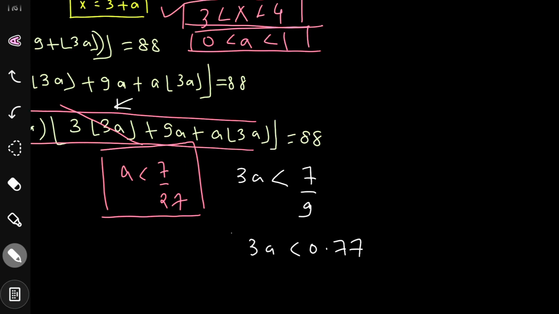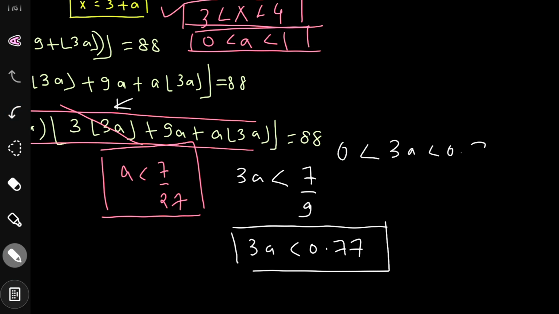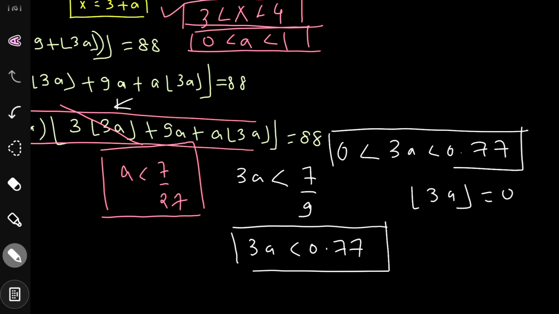So here we have that 3 times a is smaller than 0.77, and also we have that a is greater than 0. Hence 3 times a will also be greater than 0. This means 3 times a lies between 0 and 0.77. This means the floor value of 3 times a would be equal to 0, as 3 times a lies between this range.